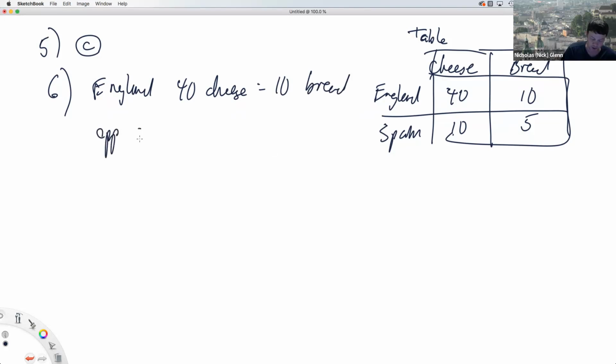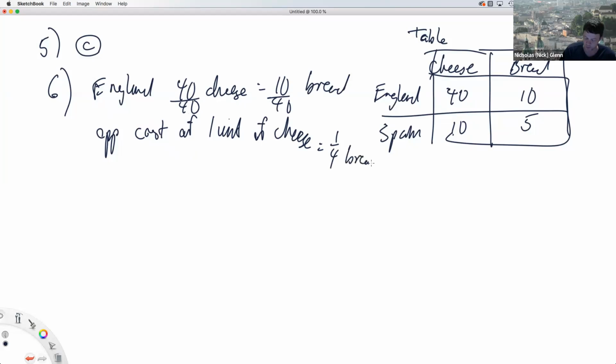So to get the opportunity cost of 1 unit of cheese, we just divide both sides here by 40. We want to get this down to 1 cheese. What's that going to be equivalent to? Well, 1/4 of a unit of bread. That's the opportunity cost here. So that's going to be A.